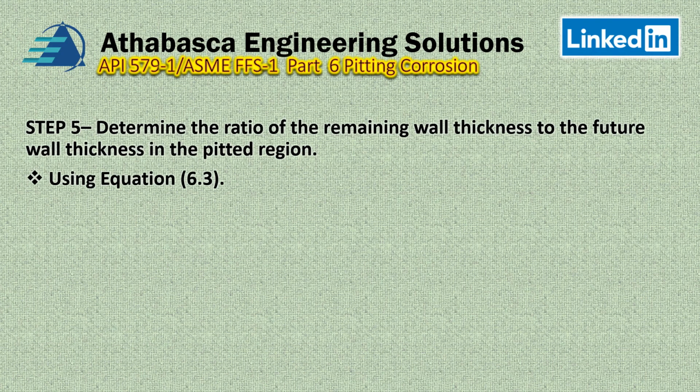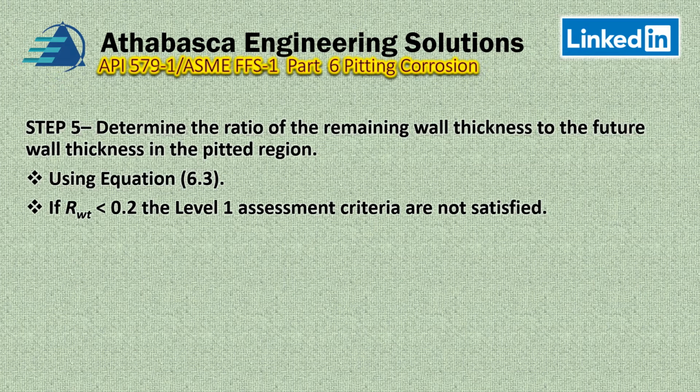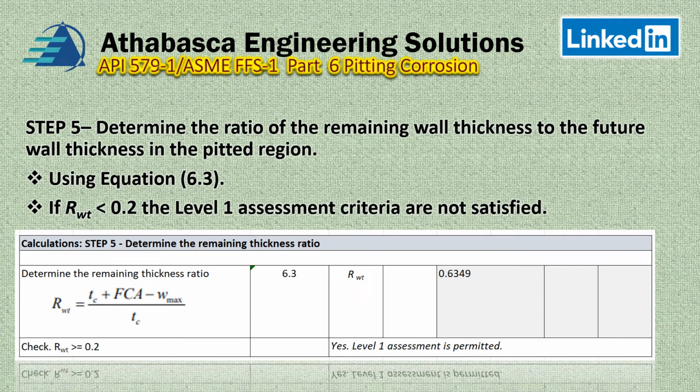So we have our step five. Let's take a look at this equation 6.3 and recall that we need to satisfy this greater than 0.2 criterion to make sure this level one assessment is valid. So this is the equation that we use. It's also referenced there, and it's shown as tc over the future corrosion allowance, minus W max over tc. And we find that the level one assessment is permitted. So that means we can continue on with our study.